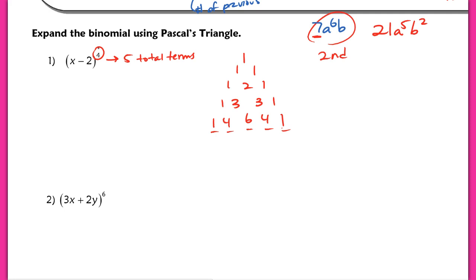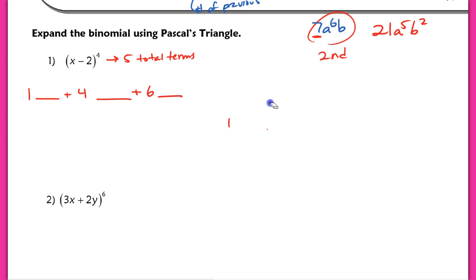Now, what I actually like to do when I set this up is draw out little placeholders so that I remember that I want to put coefficients in front of everything. So let me erase here.